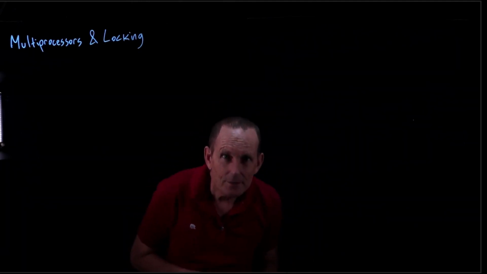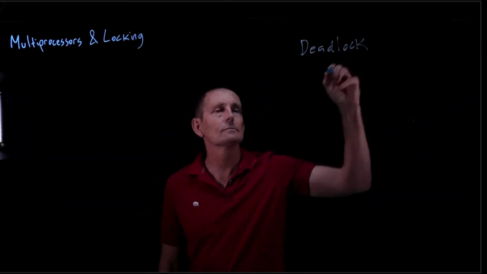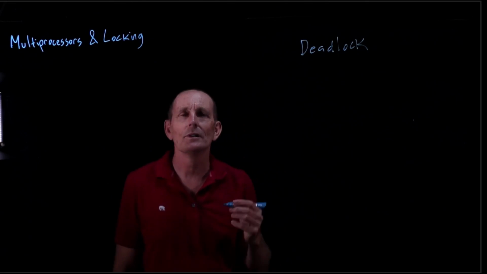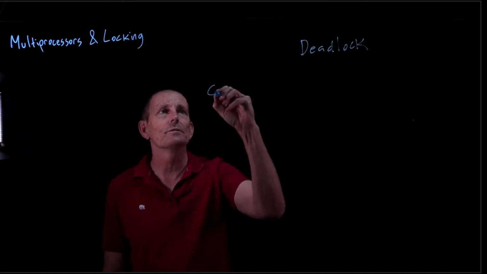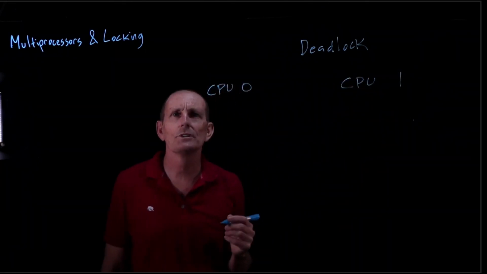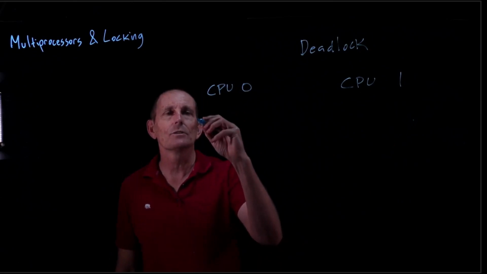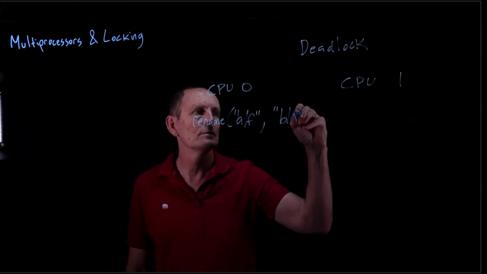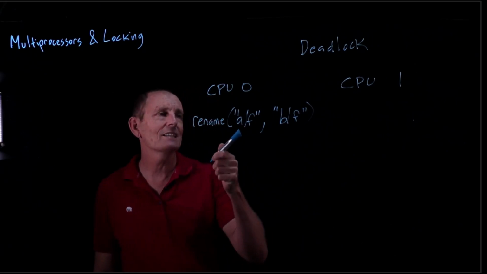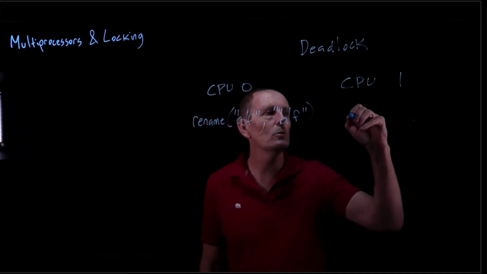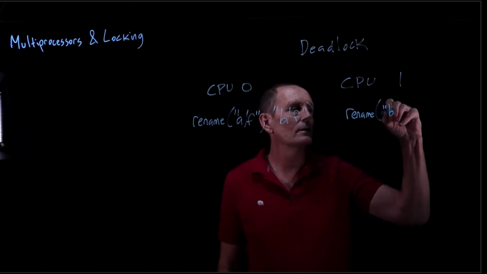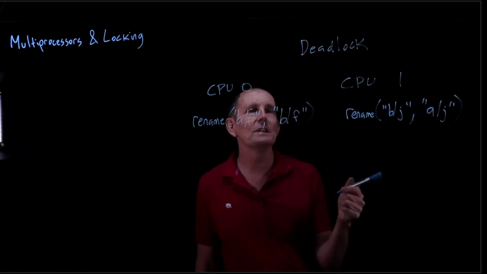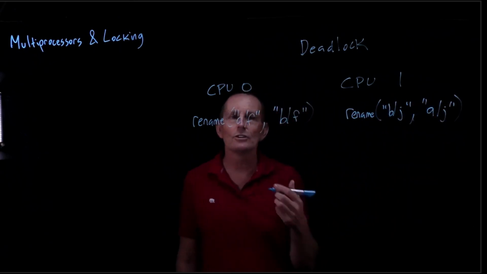So let's look at deadlock. Let's look, for example, we're in CPU 0 and we're doing a rename. Okay, so we're renaming A/F to B/F. And on CPU 1, we're renaming B/J to A/J. So how might these work?